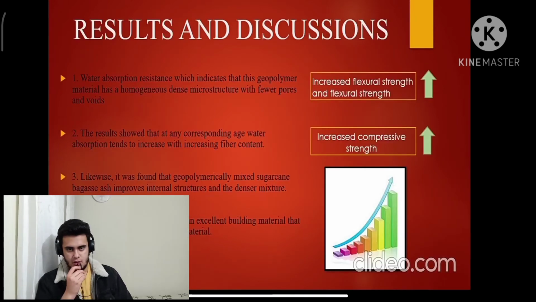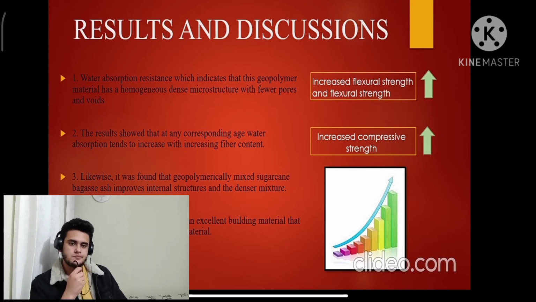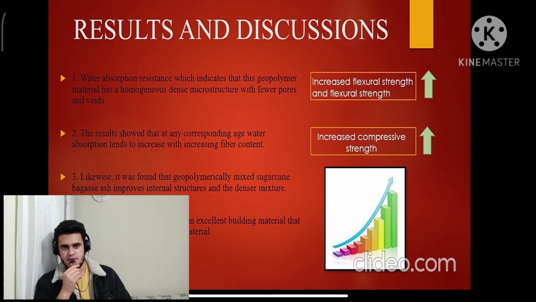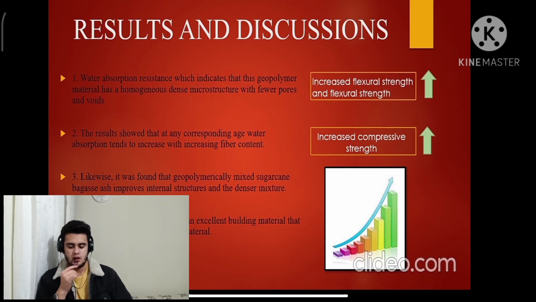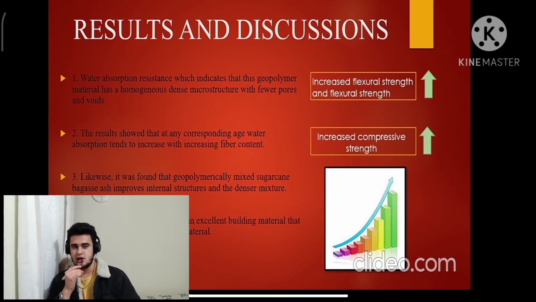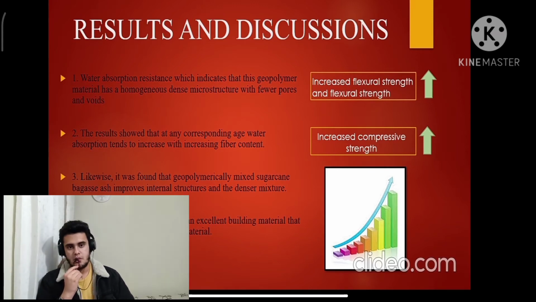In results and discussions, it was found that the geopolymer has a dense and homogeneous microstructure, which indicates that it has fewer pores, and it was observed that at any age in the joints, the humidity increases according to the amount of fibers. That is, the more fibers, the more water absorption it will have. It was also analyzed that the compressive strength and tensile strength as a function of the age of the sample, which shows that the lower the age, the strength will increase.